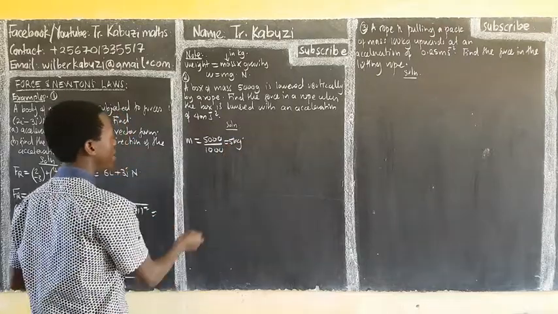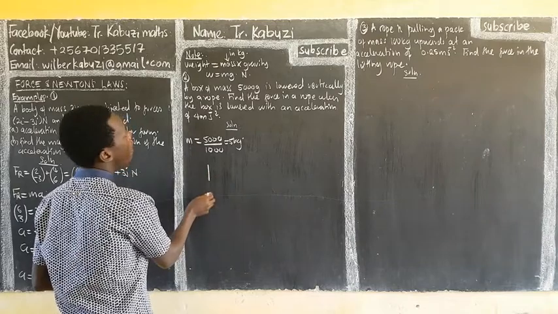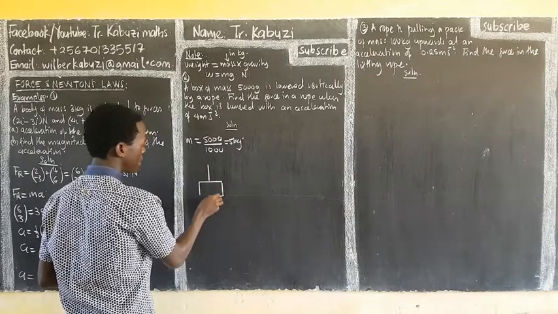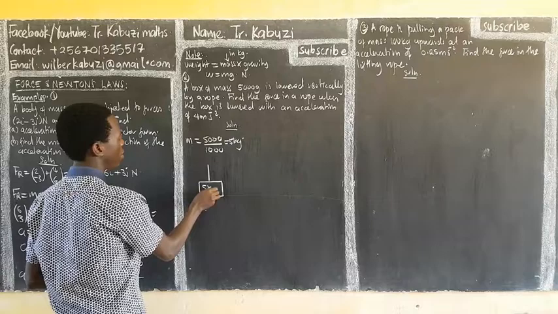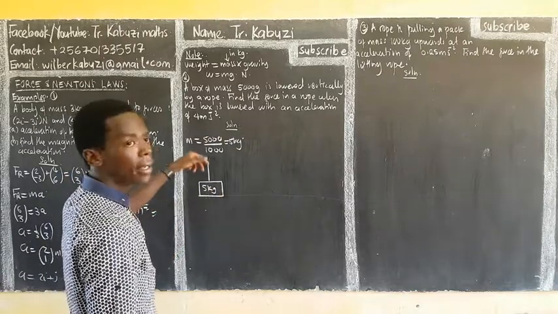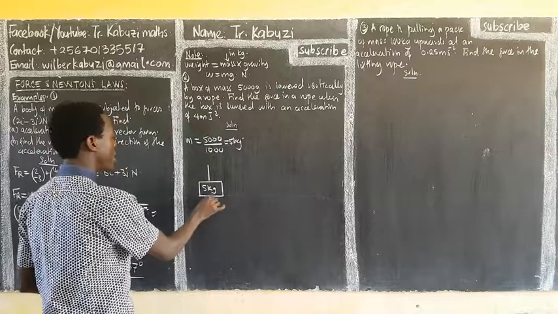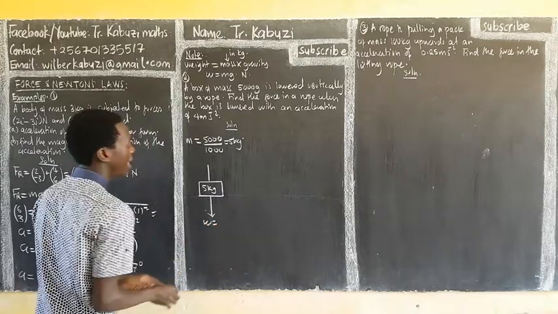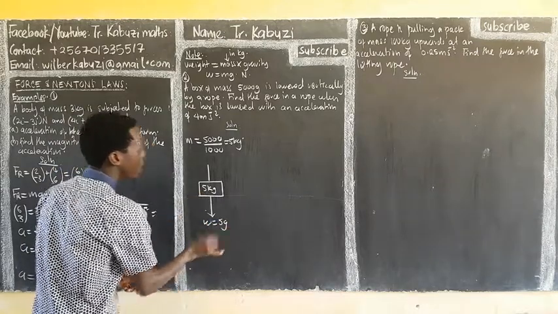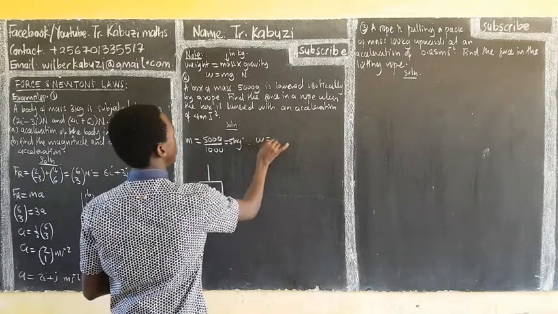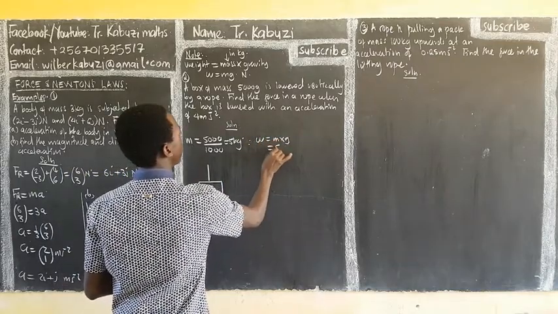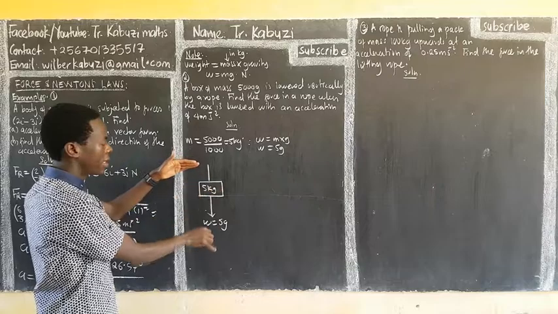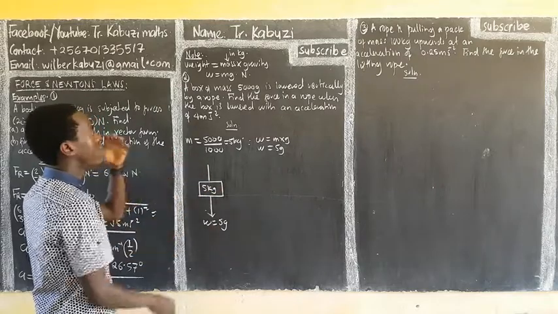Now you have the mass, so you can easily sketch this. Now you have a box, and this box has a mass of 5 kilograms. If it has a mass, it means that there is a weight that is going to pull it. So there is a weight that is pulling this box, and this is what we call our weight. Remember, our weight is mass times g, which will be 5g. It is the one which is pulling this box when it is lowered downwards.